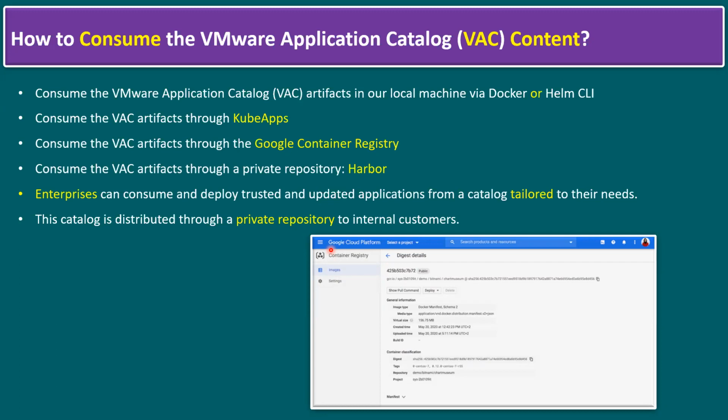Okay, I hope you understand these key points: mainly how to get started with the VMware Application Catalog, and also how to consume the VMware Application Catalog content. Any method can be utilized to consume the content, but the key point is we should create a VMware account first in order to get started. And we should have at minimum a Kubernetes cluster, Helm must be installed, and Kubeapps must also be configured. These are all the prerequisites before getting started.